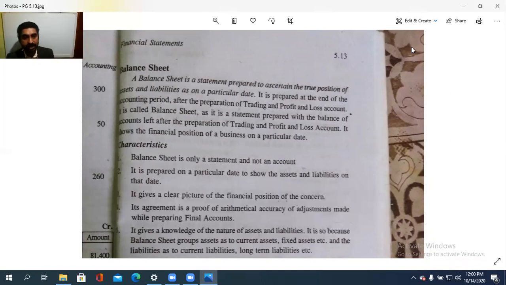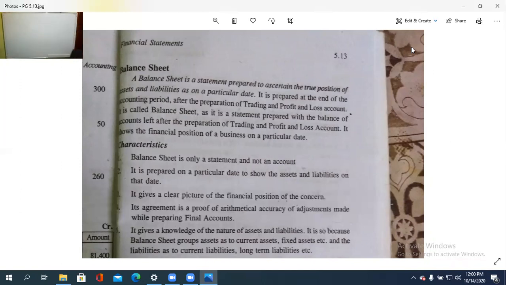It is prepared on a particular date to show the assets and liabilities on that date, maybe as on the end of the year or the end of the month, like that. Then it gives a clear picture of the financial position of the concern.